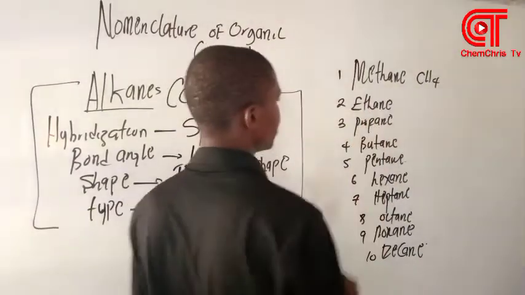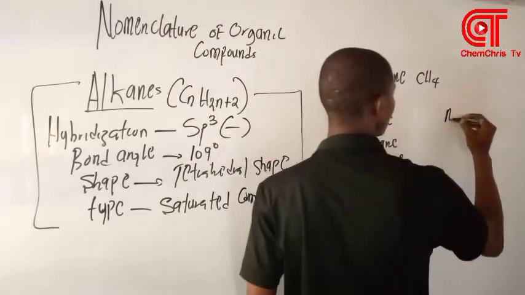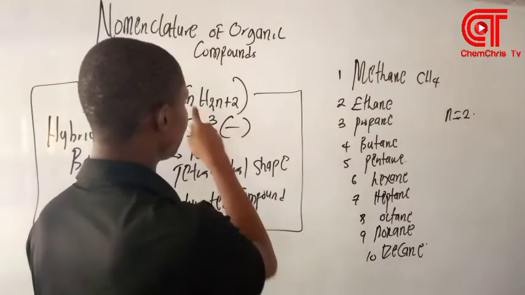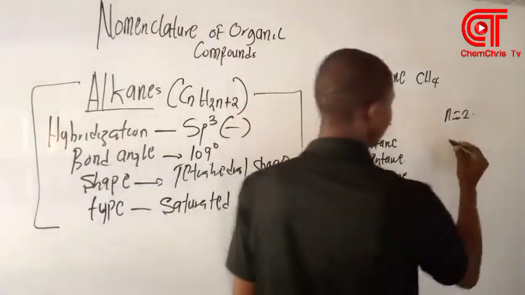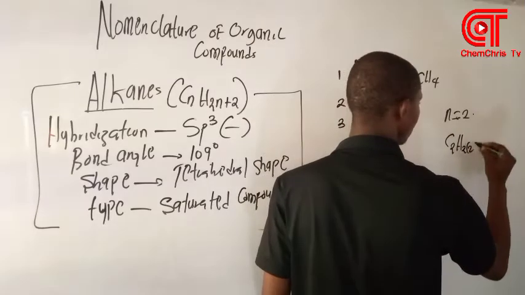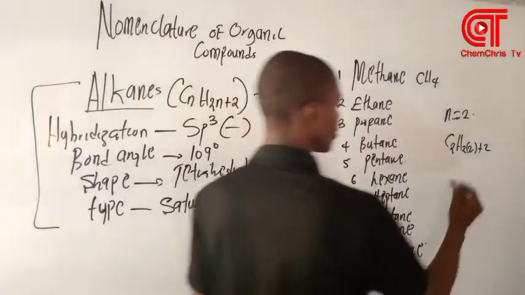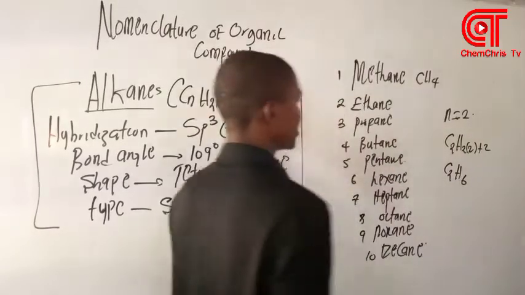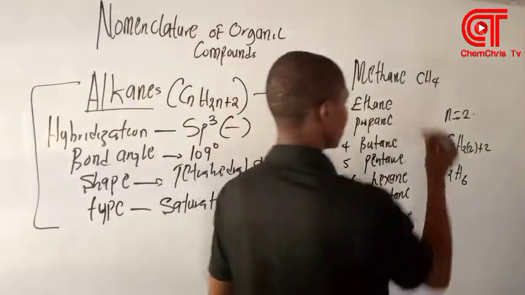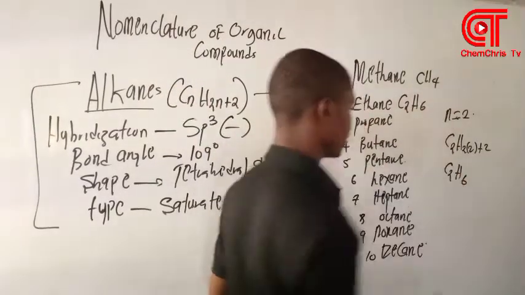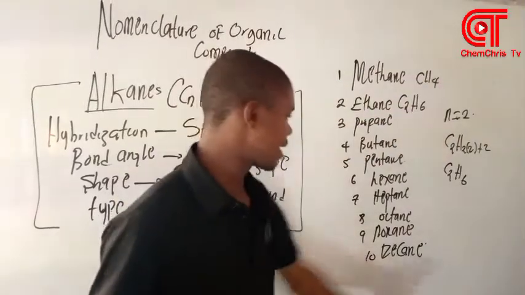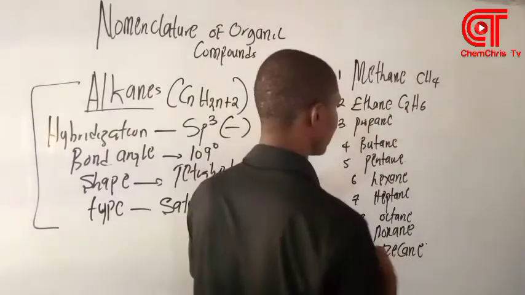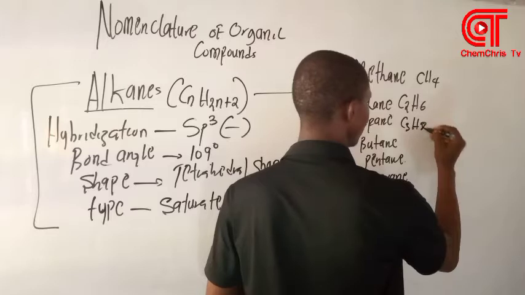Now for ethane, my n is equal to 2, right? If I plug it in here, it's going to be C2H(2×2+2). 2 times 2 is 4, plus 2 is 6. So the molecular formula of ethane is C2H6. If you do the same thing for the rest, following the same pattern, here I'm going to have C3H8.